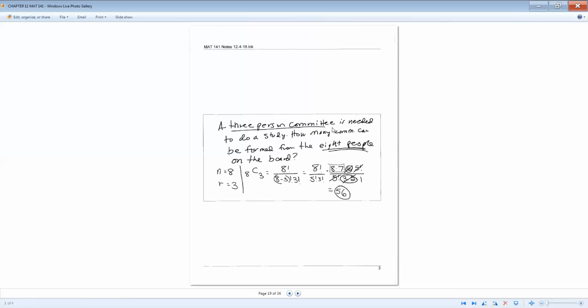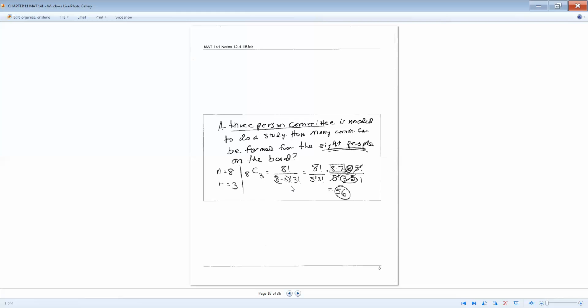So if we have a 3-person committee needed to do a study, how many committees can be formed from the 8 people on the board? So 8 is our larger number. We want to know how many different ways can I choose 3 out of 8. So notice we don't have anything talking about order, first, second, third place, or anything like that. And we do not have anything talking about positions. So we just do 8C3, put that in the calculator, that'll give you 56.